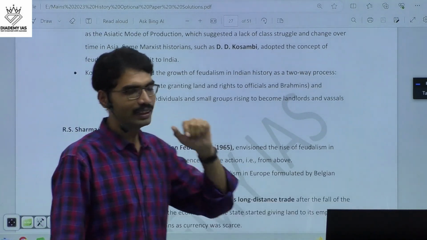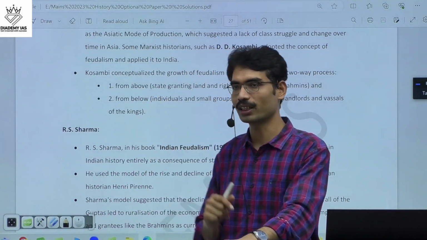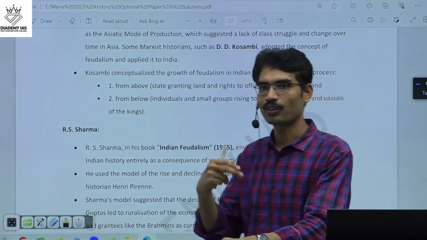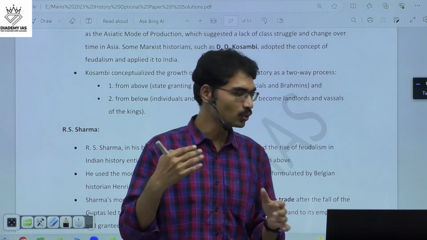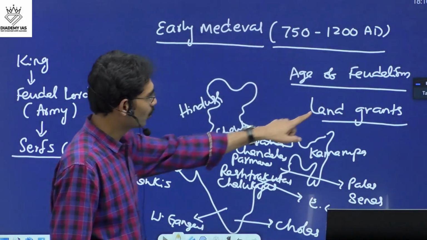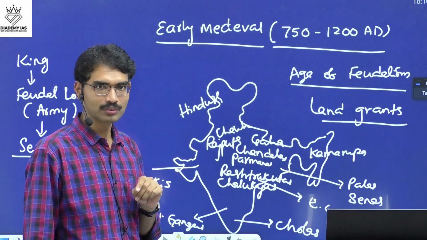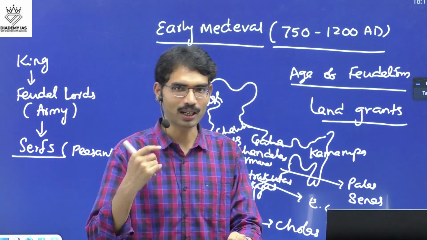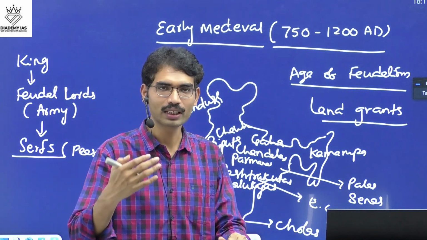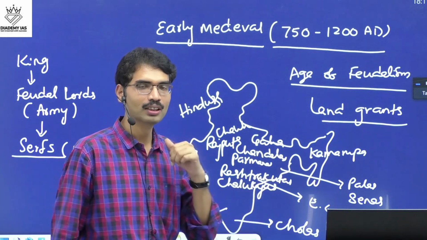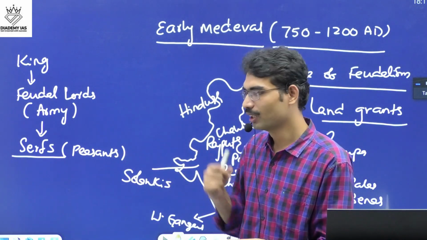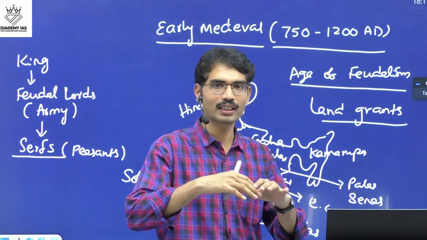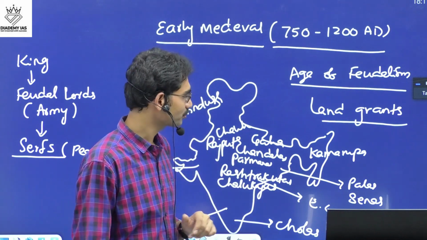So he said Indian feudalism has two types of models. One is from above, the second one is from below. From above means the rulers used to give land grants. For example, Rajput rulers were there. In order to legitimize their rule, they used to give land grants to Brahmanas. They used to give land grants to religious monasteries, like Jainism, Buddhism, Brahmanism. Gradually, these land grants led to the creation of a system of political power.